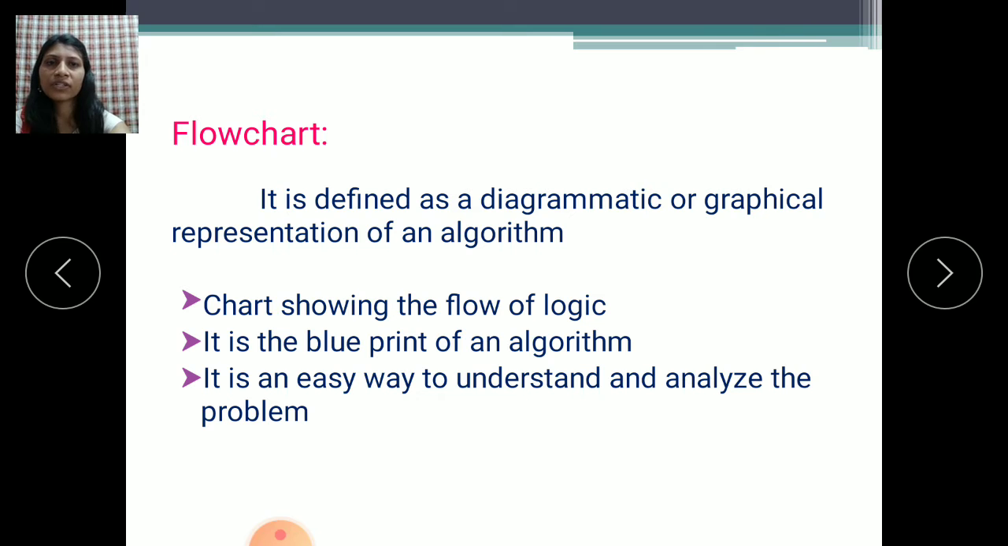So we can first write down the algorithm of the program, then we will draw the flowchart of that program. Using the algorithm, we draw the flowchart of the program. Means using diagrams, we can easily understand the program, how it will work, what inputs we have given, and what output we will get using these steps.